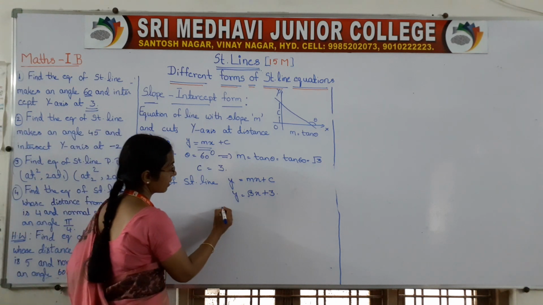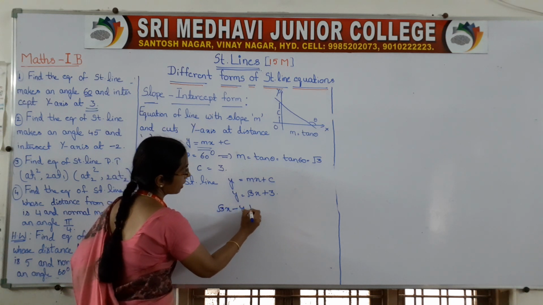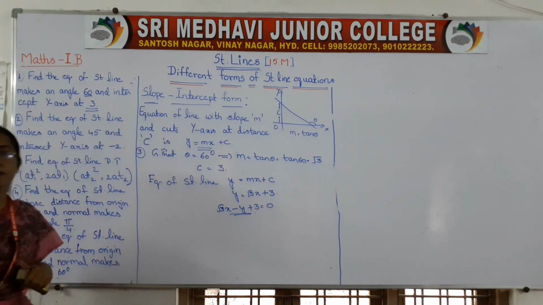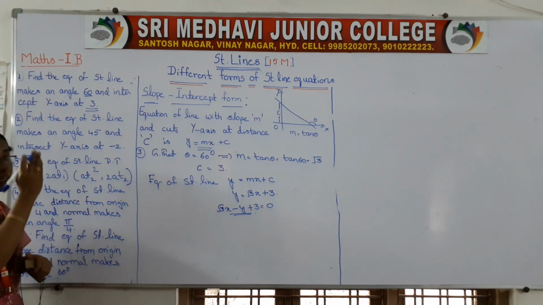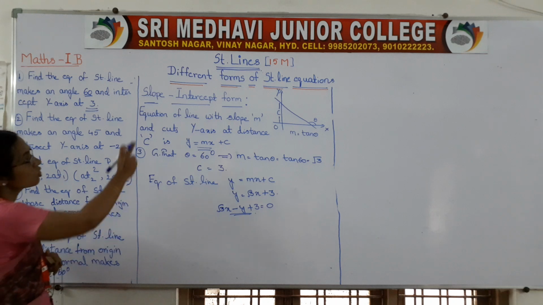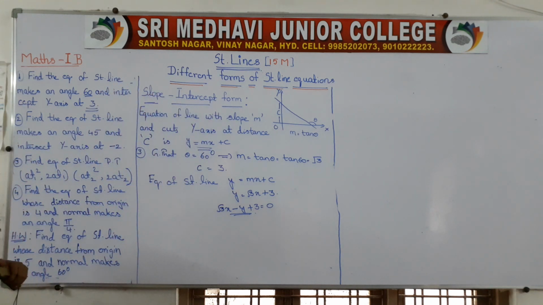So send y to that side. It is root 3x minus y plus 3 is equal to 0. That's all for a 2 marks question. Very simple: whenever the y-intercept, which is c, and the slope are given, use slope intercept form. This is the third type of straight line equation.